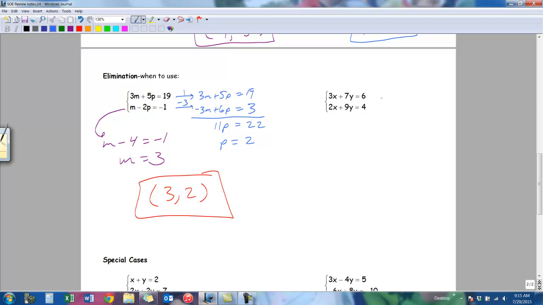Once again, go ahead and press pause. Try this one yourselves. Now, I'll give you a little hint. In this case, we're going to have to multiply both the top and bottom by something. I would recommend looking ahead a little bit. If we try to eliminate y, what's the lowest common multiple of 7 and 9? It's going to be 63. We're working with some big stuff there. I wouldn't do y. I would do x. So with that tip, go ahead and try this one yourselves.